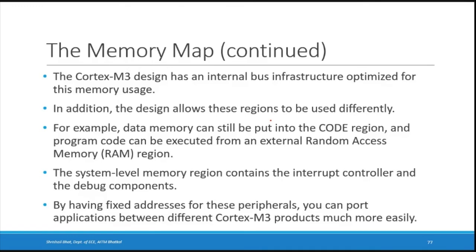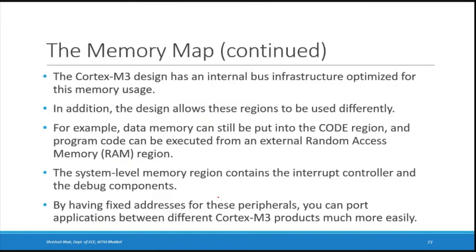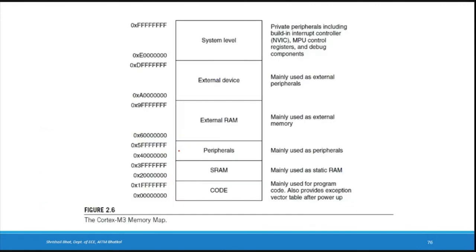In addition, the design allows these regions to be used differently. That means we have said there is code memory, RAM, and certain other things, right? That doesn't mean that in the code region you have to put only code. It can also be used to store data as well. There is no restriction that it has to be only code there. It is mapped for code, but you can put other things also. For example, data memory can still be put into the code region, and program code can be executed from an external random access memory region. We have a predefined map, but you can override that also, not a problem.